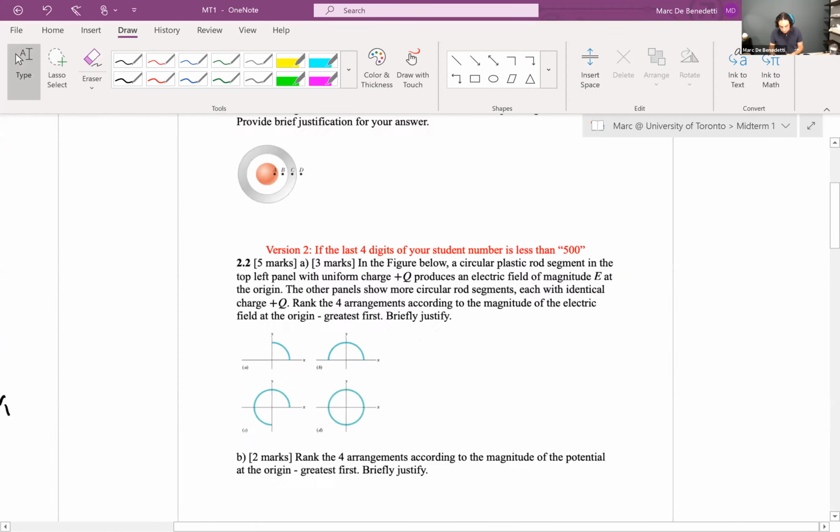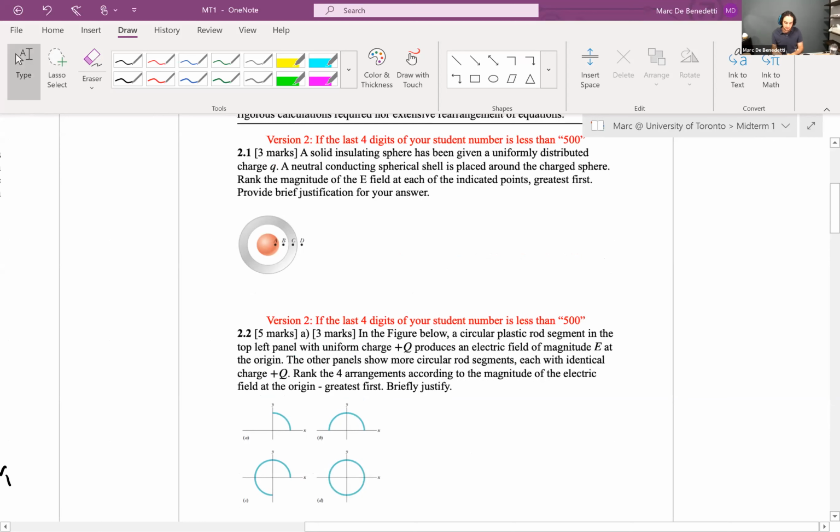Version 2 is very similar. We're just using the same principles, but in a different wrapping of question. Here we have an insulating ball, and we're asking you to rank the E field in various locations. So again, flux is proportional to total enclosed charge. And it'll be Coulombic, so it'll be kQ over r squared. So that's the premise of it.